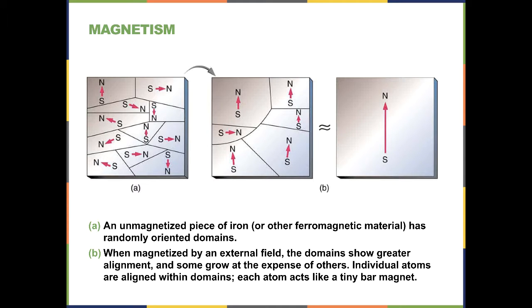When a material is magnetized by an external magnetic field, then the domains begin to align. And some grow in size at the expense of others, so they incorporate new domains within themselves. The individual atoms within these domains align, and each atom acts like a tiny bar magnet.